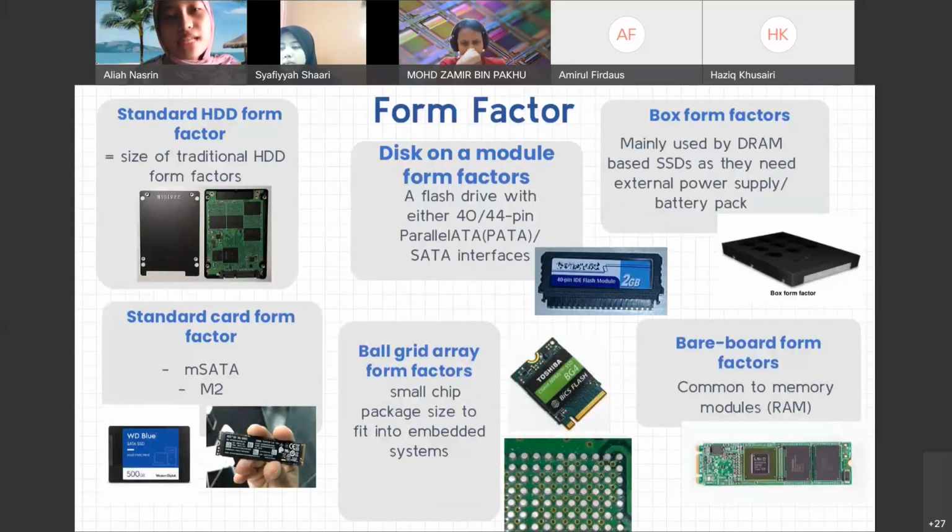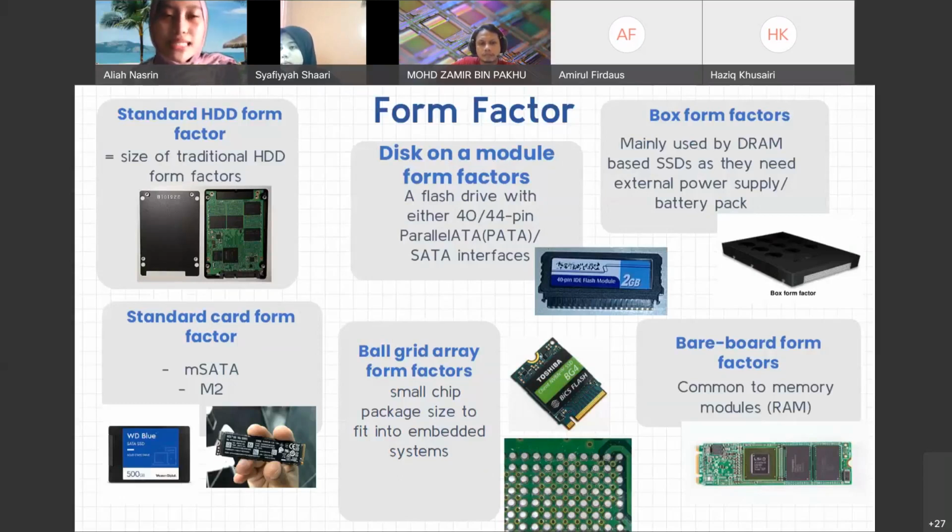There are several types of form factor of SSD. Firstly, the standard HDD form factor. The benefit of the HDD form factor is to take advantage of the extensive infrastructure that is already in place to mount and connect the drive to the whole system. This traditional form factor is known by the size of the rotating media, which is commonly 2.5-inch.